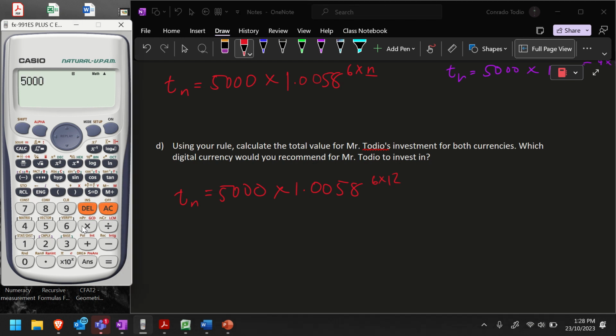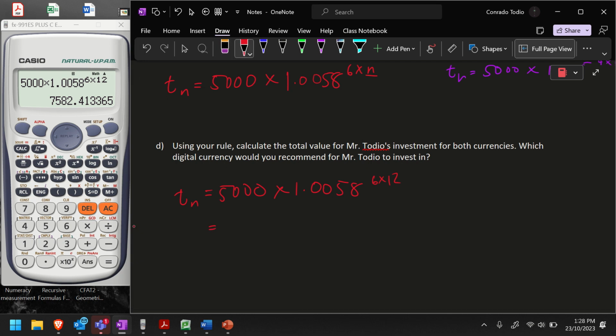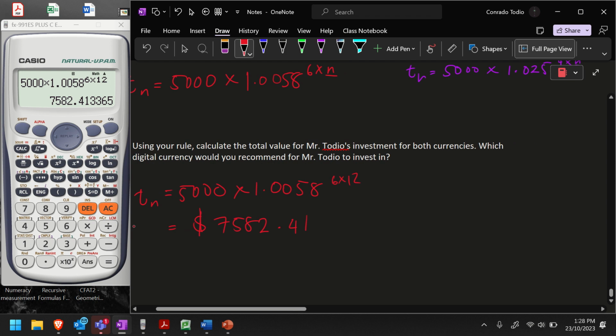Okay? So let's calculate this. 5,000 times 1.0058 to the power of 6 times 12. And that gives us, good money, $7,582, and I'll round it to 2 cents and 41 cents. Okay, what about Ethereum? Let's see if that goes any better. So it's going to be Tn equals 5,000 times 1.025 to the power of 4 times. Now, remember how many times is it compounding? 4. So quarterly.